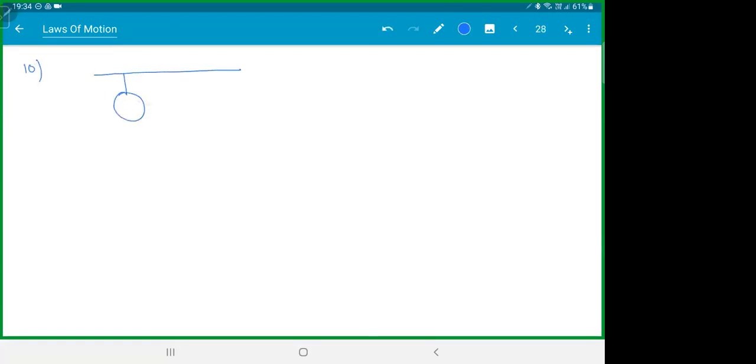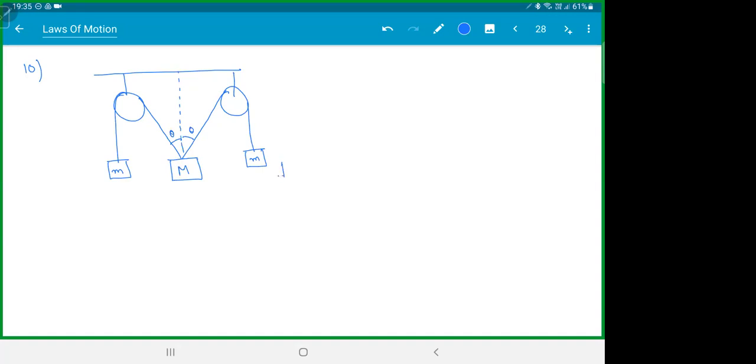We have a pulley. We have a block. We have a pulley. Let's say this is small m. This is small m. This angle is theta and this angle is theta, and this is capital M.